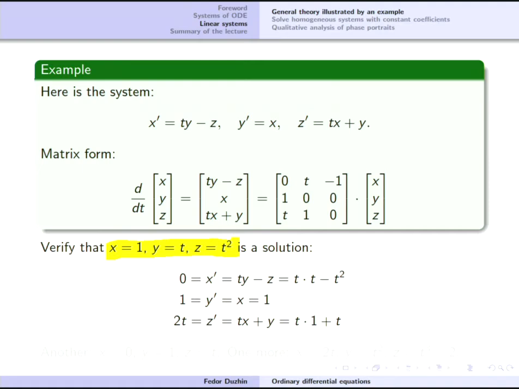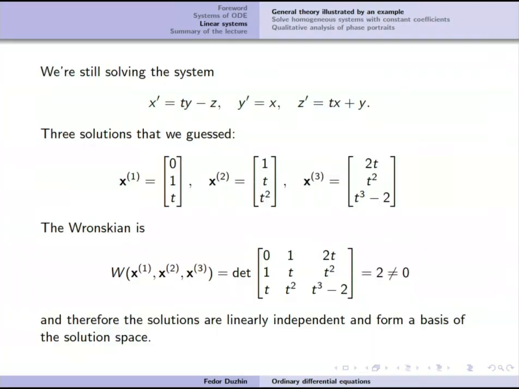And again, for vector functions that are solutions of the same system of differential equations, it is true that the Wronskian is either never 0 or is always 0. So if the Wronskian were just 0, then we would conclude that x1, x2, and x3 are linearly dependent.